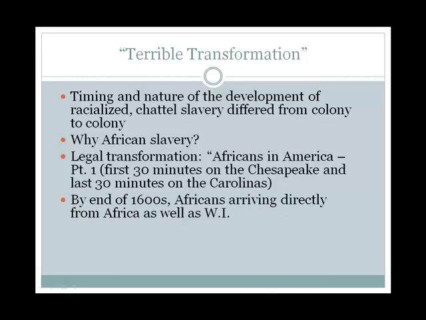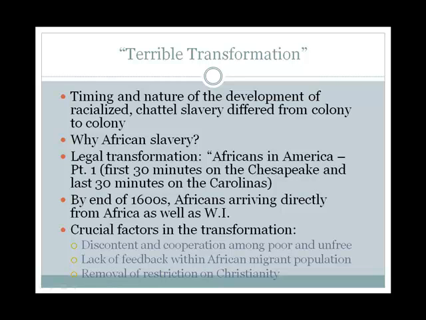By the end of the 1600s, Africans were arriving directly from Africa as well as from the West Indies. Larger numbers came as the Royal Africa Company lost its monopoly and free trade increased or emerged as a very profitable part of the slave trade.